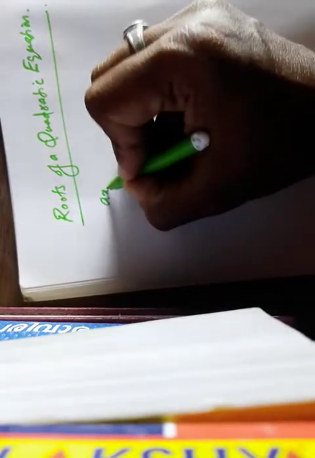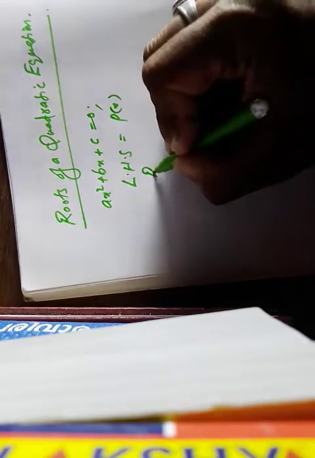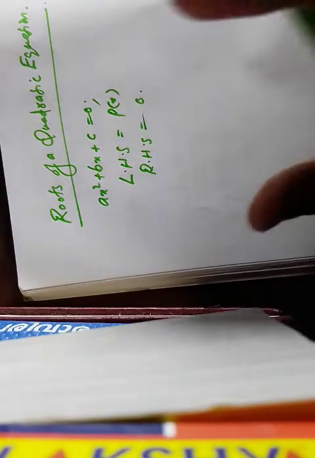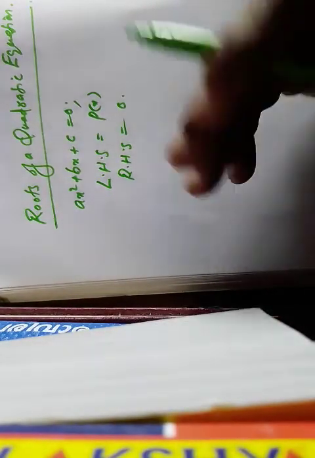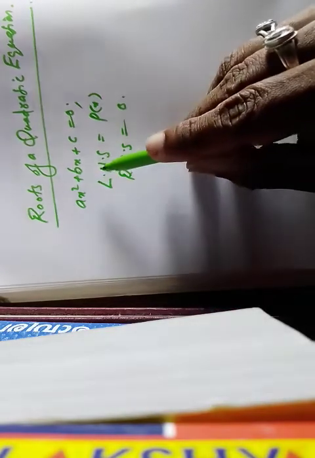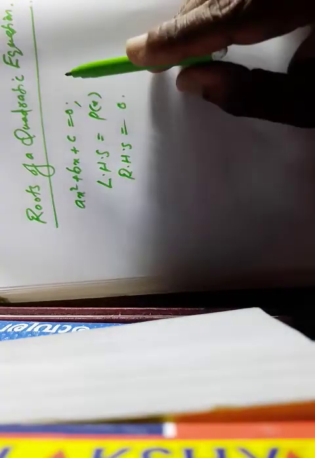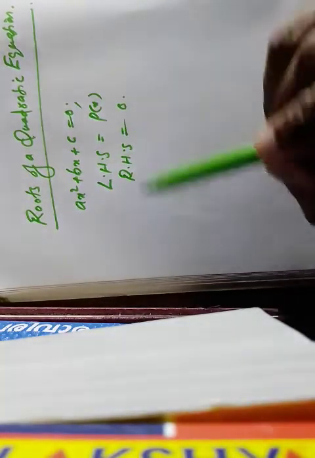The roots of a quadratic equation. Finding the roots of a quadratic equation, ax square plus bx plus c is equal to 0. Here LHS is a polynomial and RHS is equal to 0. The one and only way to find the value of x is to make the left hand side of the equation a perfect square, move all the coefficient or constant terms to the RHS, and find the roots.